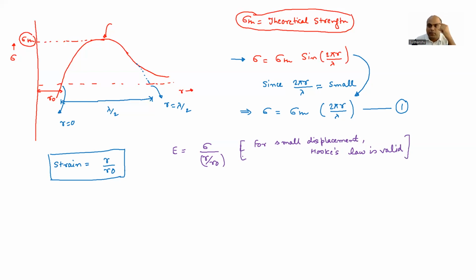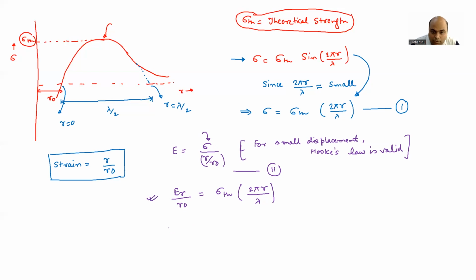Remember, we are just talking about the small increment, and there, Hooke's law is going to be valid. So this is now your equation number 2. Now let's combine equation number 1 and equation number 2. So we can write Eε/r₀ equal to σ_th 2πr/λ. What I am doing is replacing this σ by σ_th 2πr/λ, so you are going to get this particular equation.